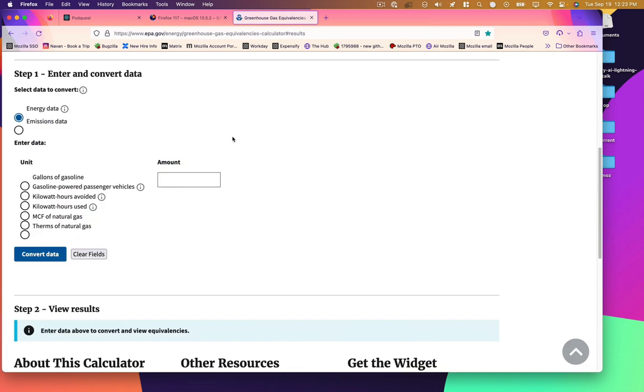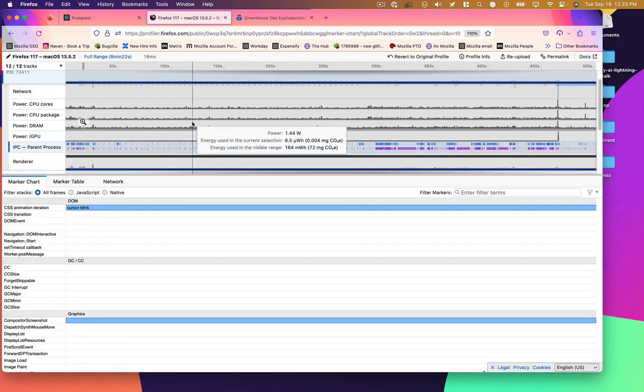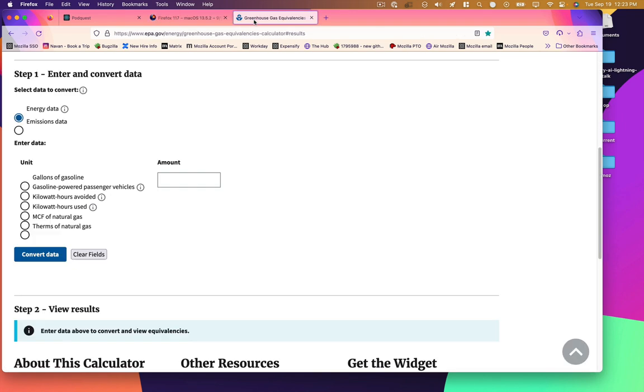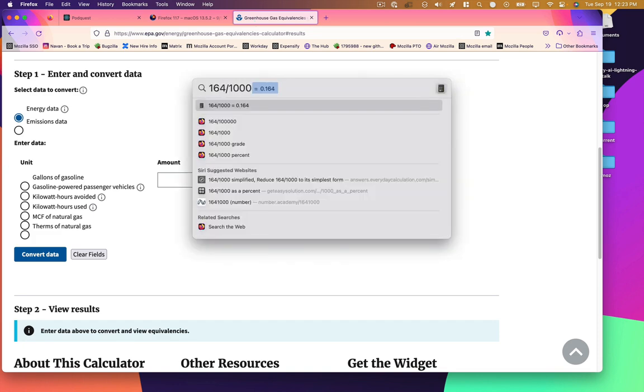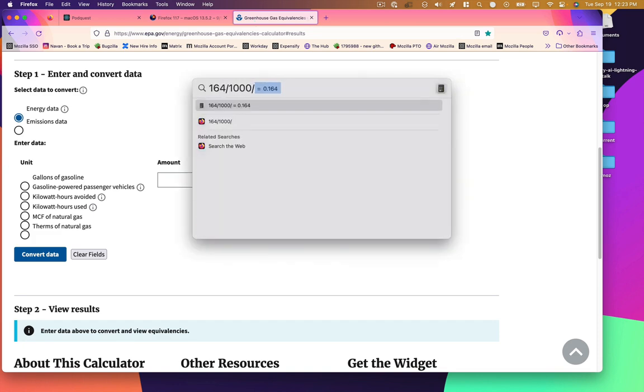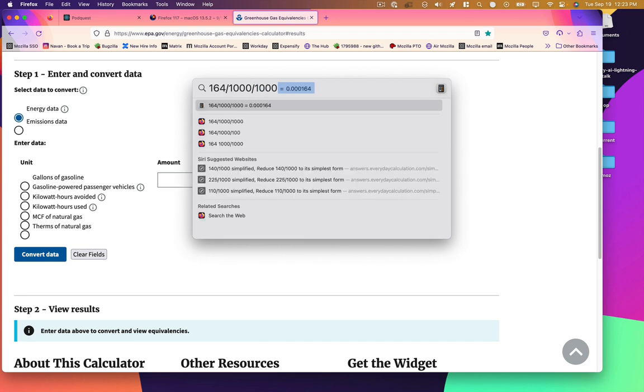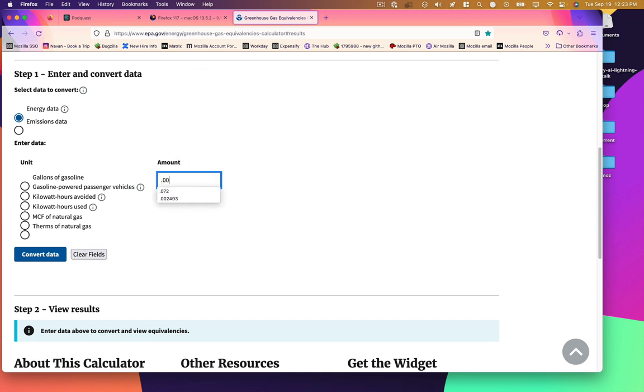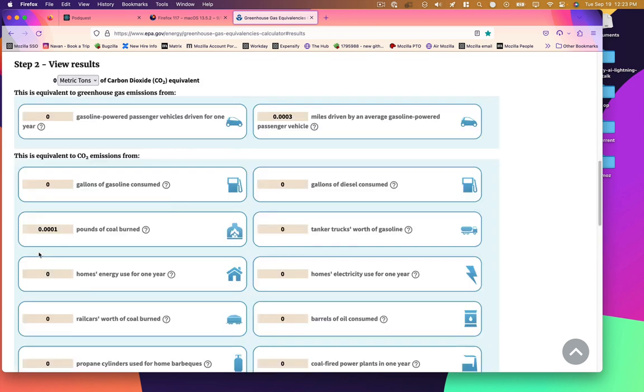So we were dealing in milliwatt hours. So that was, again, 164 milliwatt hours. So in watt hours, that is 0.164. In kilowatt hours, that is this number, whatever that is. Kilowatt hours used.